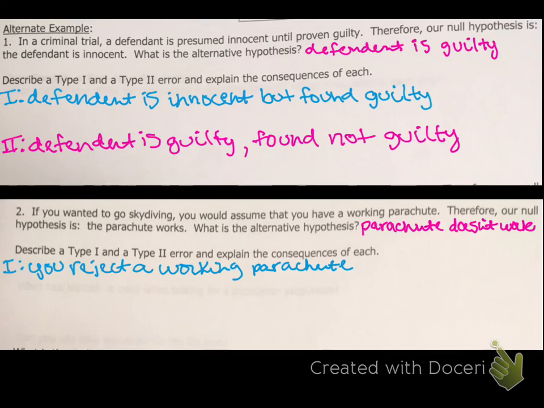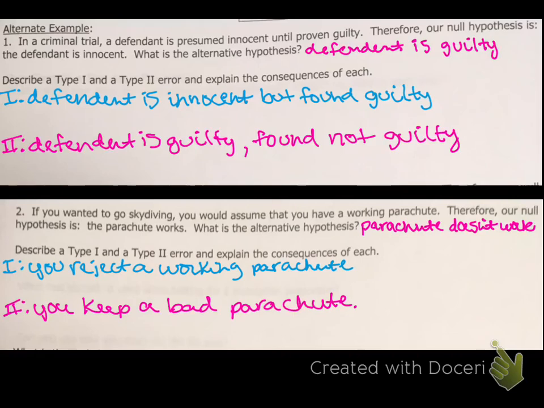All right? Type 2 error. Type 2 error says you fail to reject H sub O when H sub A is true, so you fail to give up your bad parachute, so you keep a bad parachute. What's the consequence of that? Well, you probably die from it, right? So bad consequence. All right? So that's the basics of significance tests.